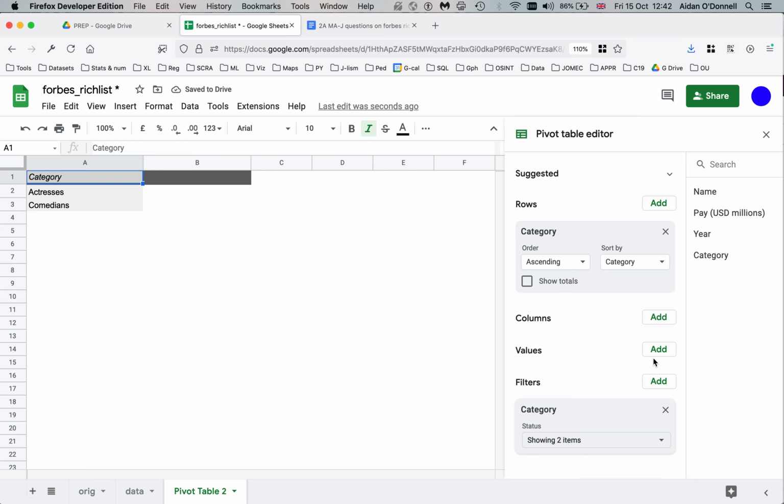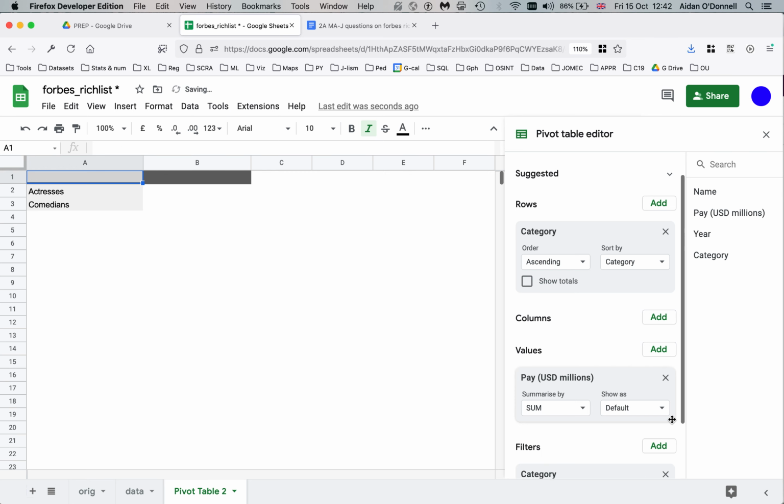What is it we want to see? We want to see pay. Not the total pay, because there are possibly a lot more actresses than comedians, or vice versa. We want to see it on average.